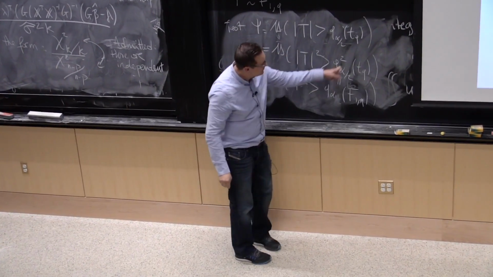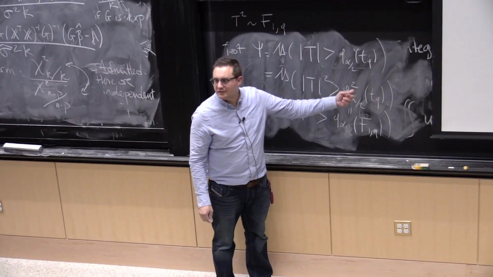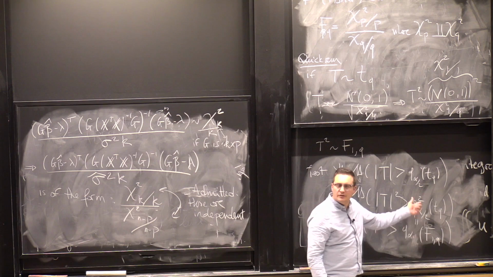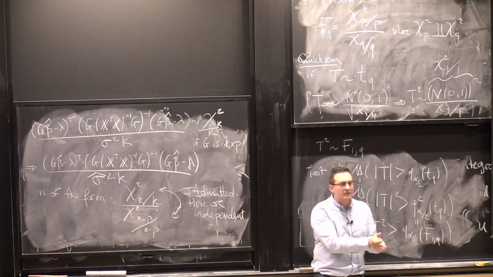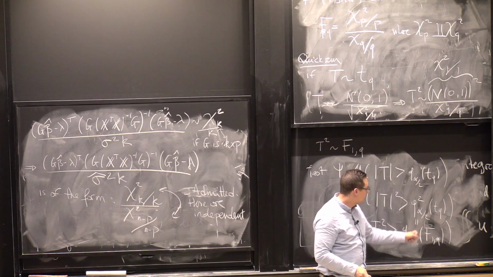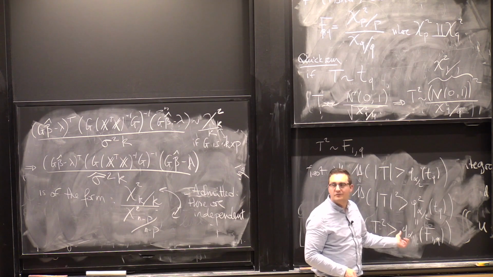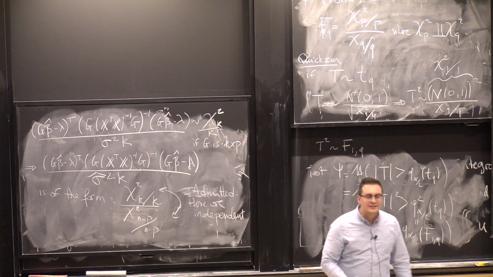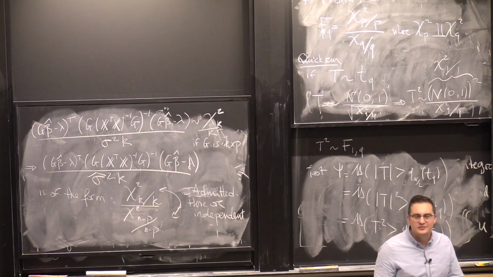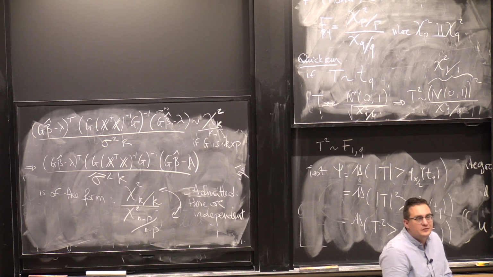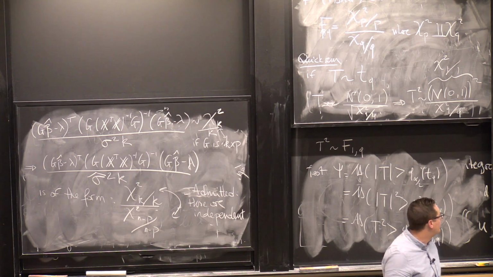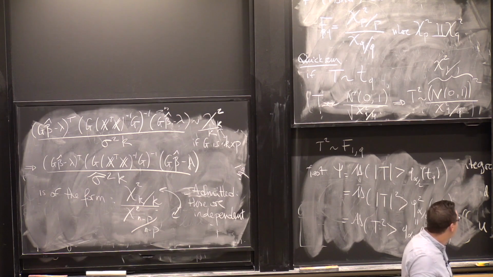So you can check. If you look at a table for Student and you look at a table for F_{1,q}, you're going to have to move from one column to the other, from alpha over 2 to alpha, but one is going to be the square root of the other one. Just like the chi-square is the square of the Gaussian. If you look at the chi-square with 1 degree of freedom, you will see the same thing as the Gaussians. All right?